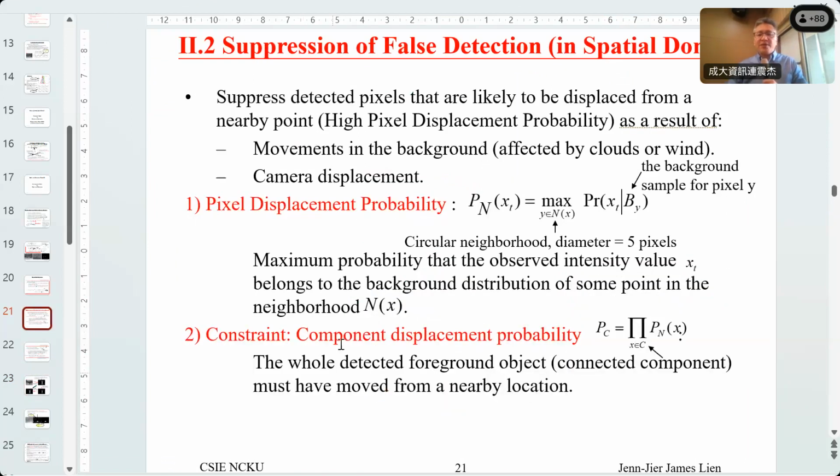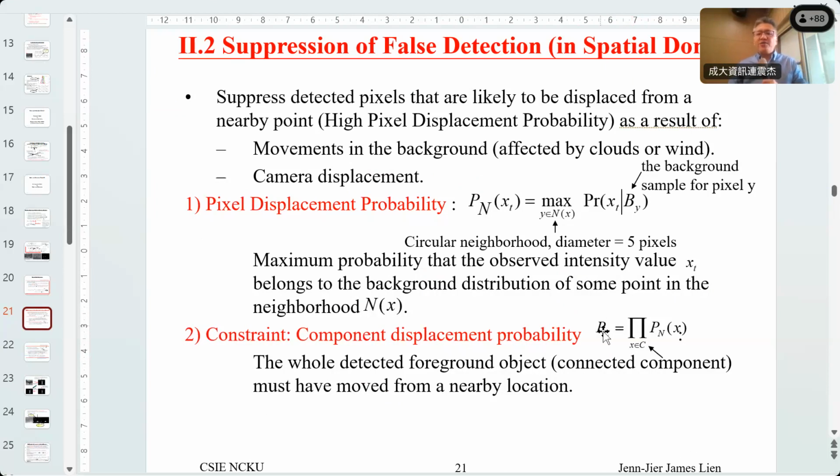This is the second method. The second method is the same. Suppose it's 5 by 5. I do the accumulation of the probability for each pixel. Actually, it's not accumulation, it's multiplication, 相乘. I multiply each pixel in the 5 by 5 pixel window, multiplying them all together to become one value.